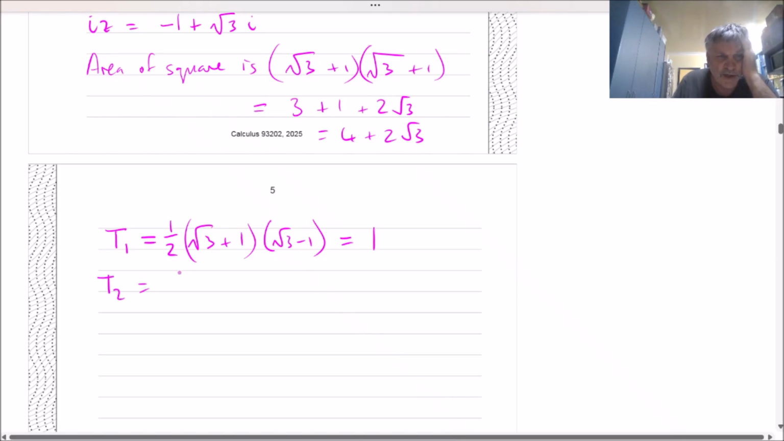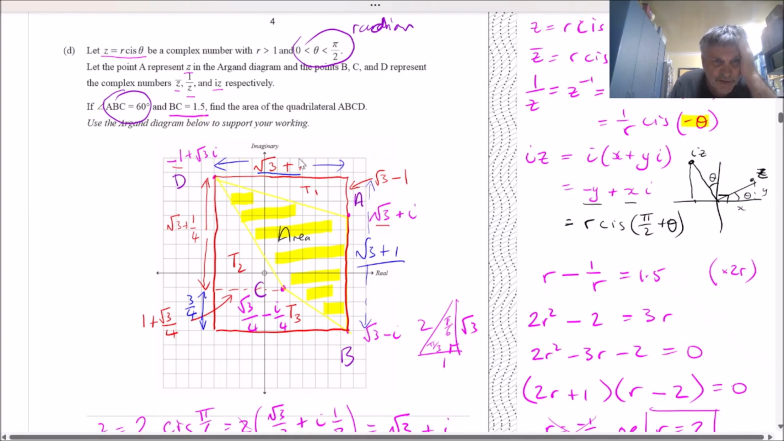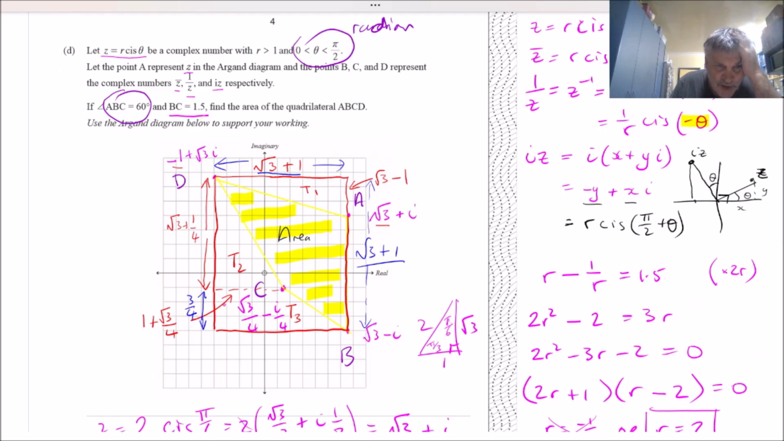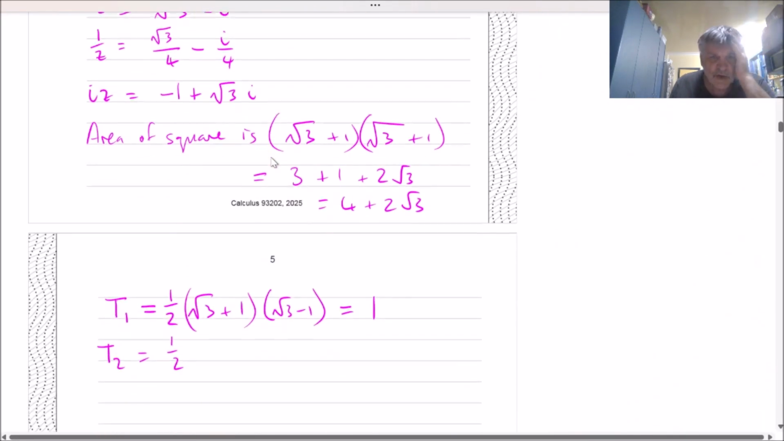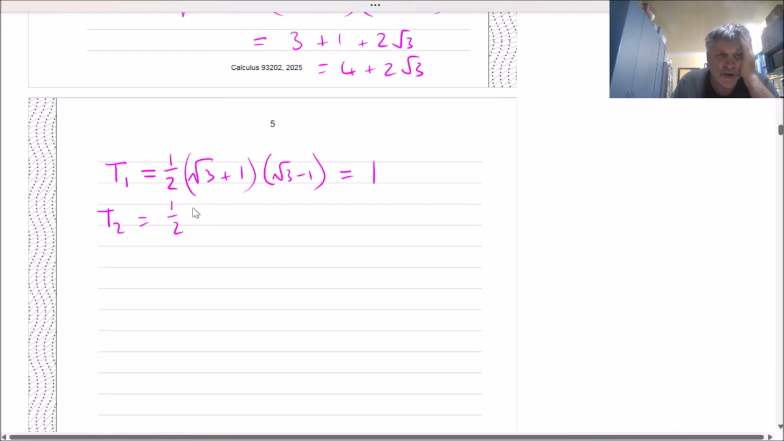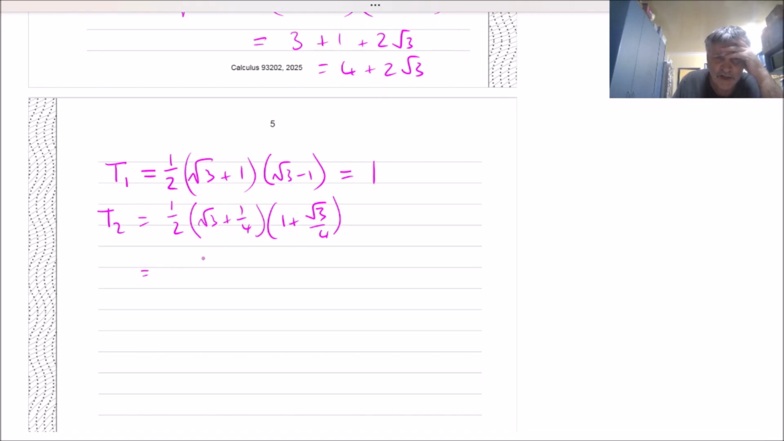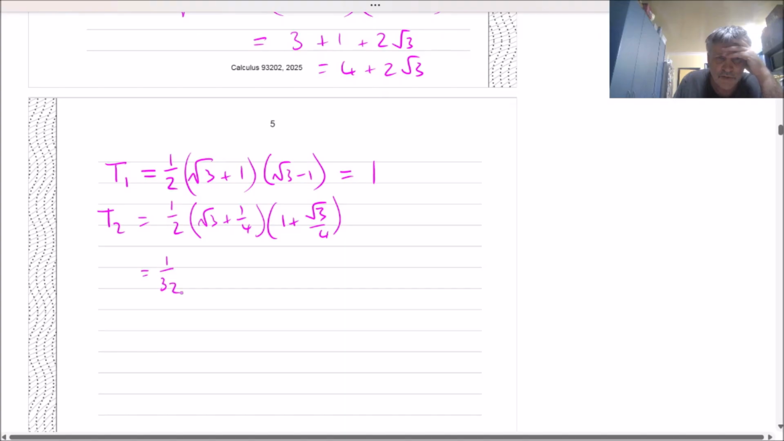Triangle 2, again, it's a triangle, so we've got half. And what are the side lengths? We've got root 3 plus a quarter, and we've got 1 plus root 3 over 4 going this way. Now what's that equal to? Well, we've got a half. We take a quarter out of here, take a quarter out of here. That's 4, 4, 16. That's 1 over 32.